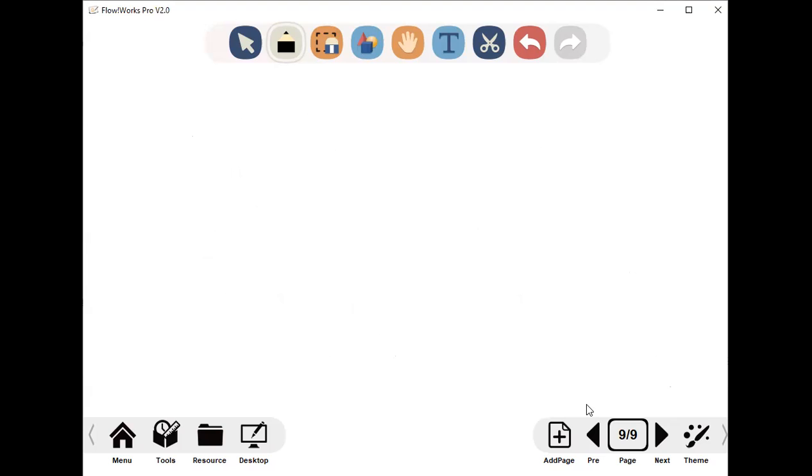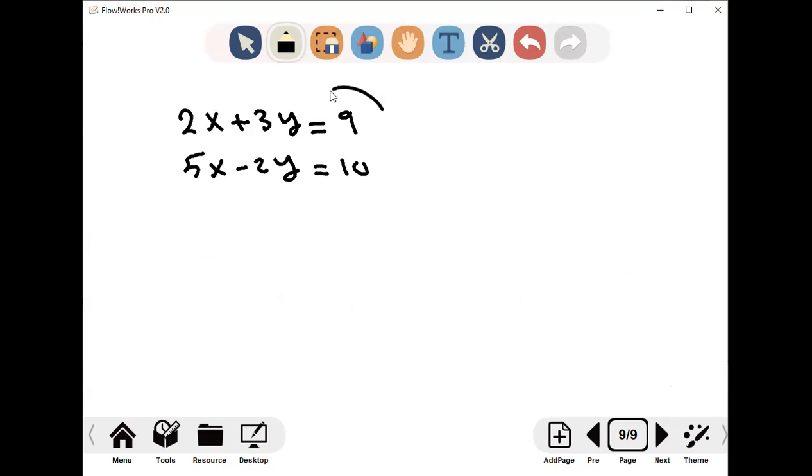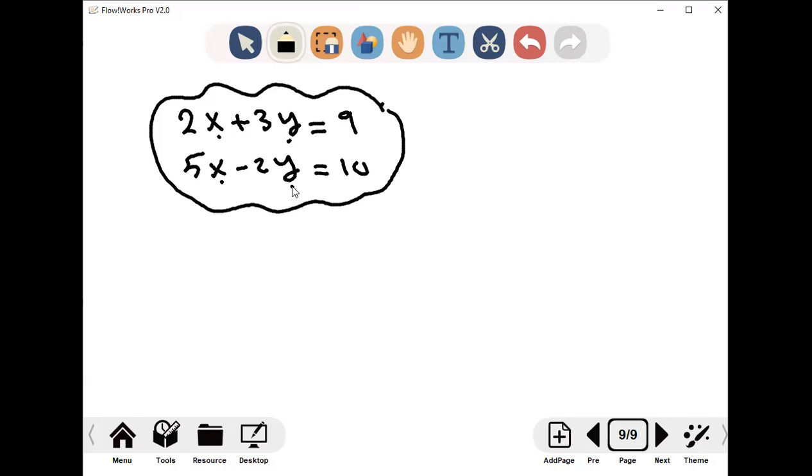For example, if you want to solve this system, 2x plus 3y equals 9, for example, and 5x minus 2y equals 10. This we call a system of equations. Yani one system. How many variables you have? Two variables. Yeah. x خلاص. Yani if I ask you how many variables here you have, don't say 1, 2, 3, 4. No. You have two variables.